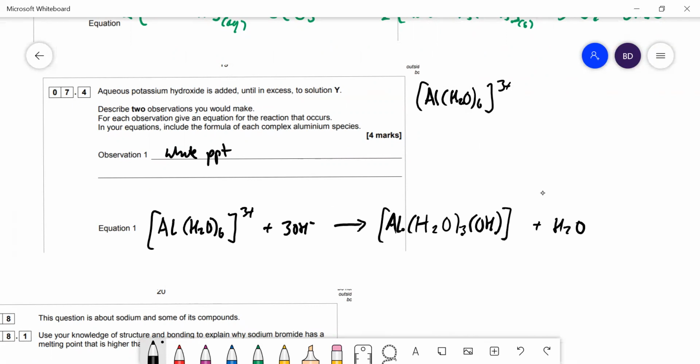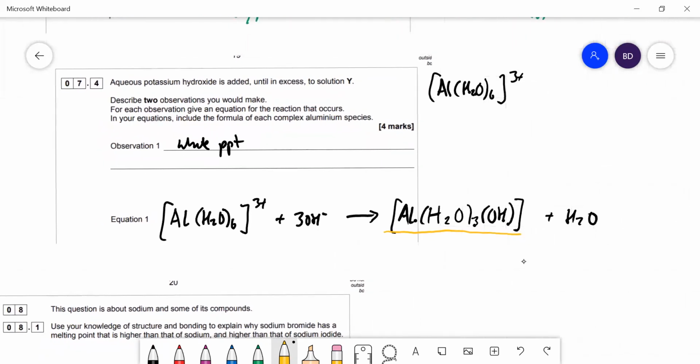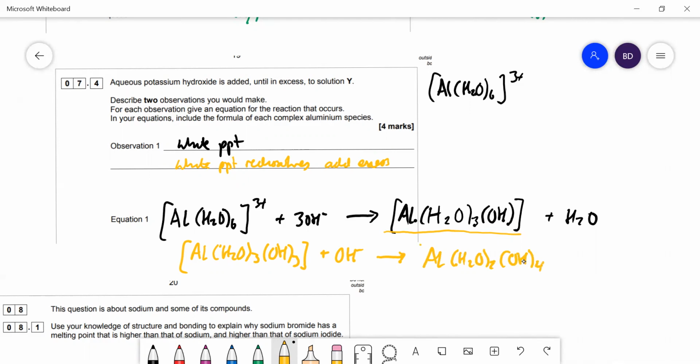Now, if we had excess OH minus, then we remove a further proton from that, so it becomes negatively charged. Okay, so the second observation you're going to get, which I haven't really left space for, is the white precipitate. Observation 2 is the white precipitate dissolves when you add excess. And the equation for that, I'll do it in yellow there. Right, we've got this white precipitate, Al(H2O)3(OH)3. One more OH minus ion removes another proton to form, so you're going to end up with just 2 water ligands, 4 OH minus ligands, and the charge on that is going to be minus, and you'll get another water molecule, and this is soluble, so that's in solution.